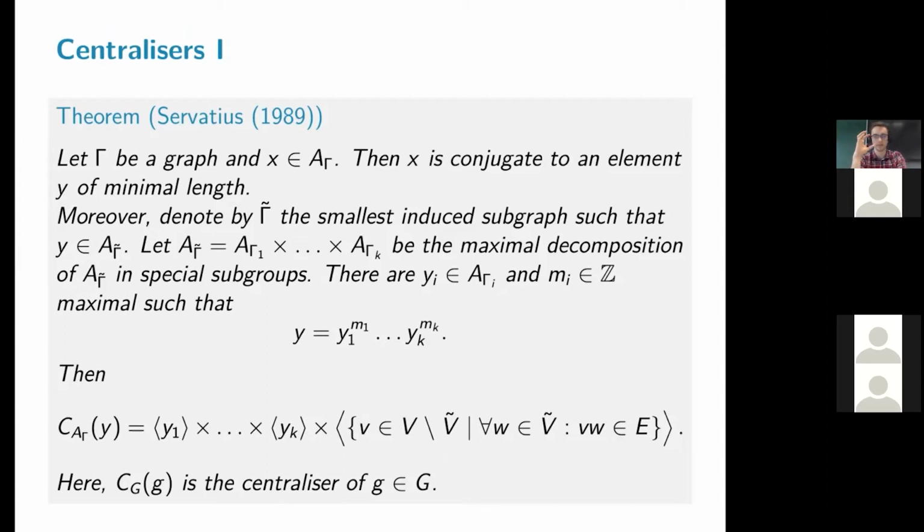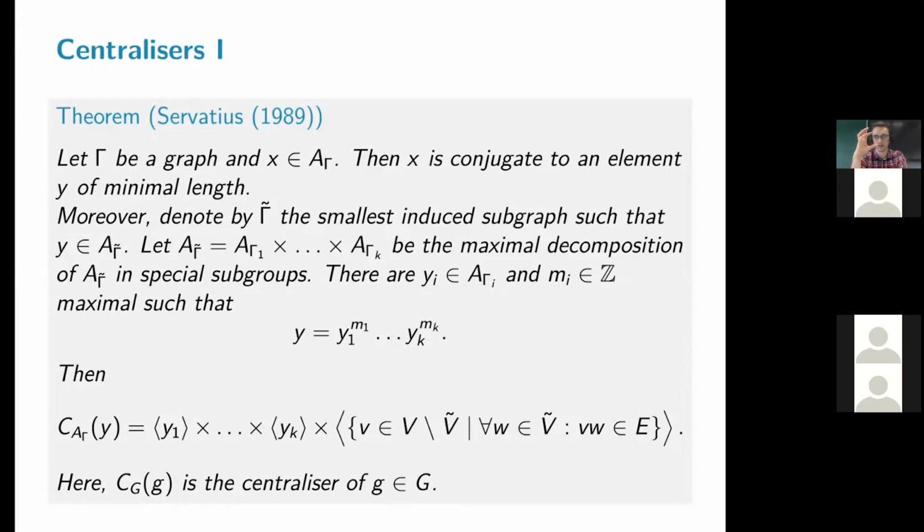Now, what do we mean by minimal length? Recall that a right-angled Artin group is given by a presentation. We take as generating set vertices, and the only relations are commuting relations. Now, if you see the elements of your right-angled Artin group as words in the set of vertices, then the commuting relation will just mean you can swap adjacent letters that are connected in the graph.